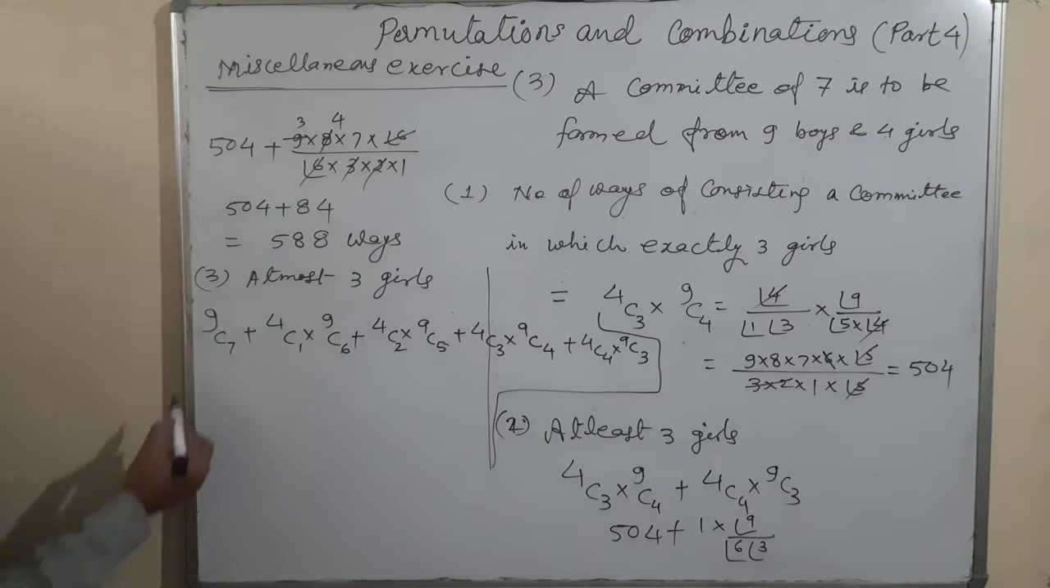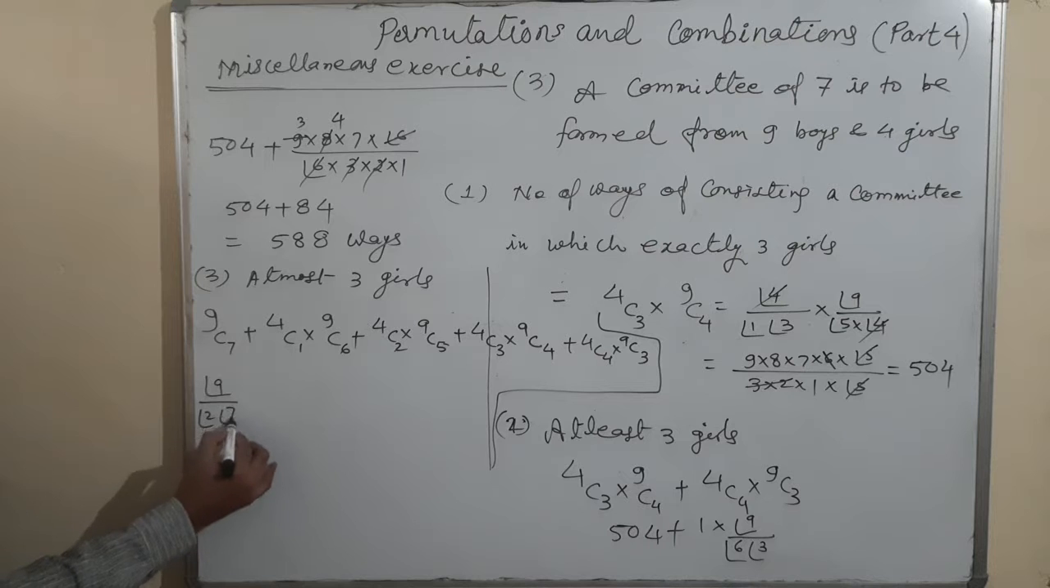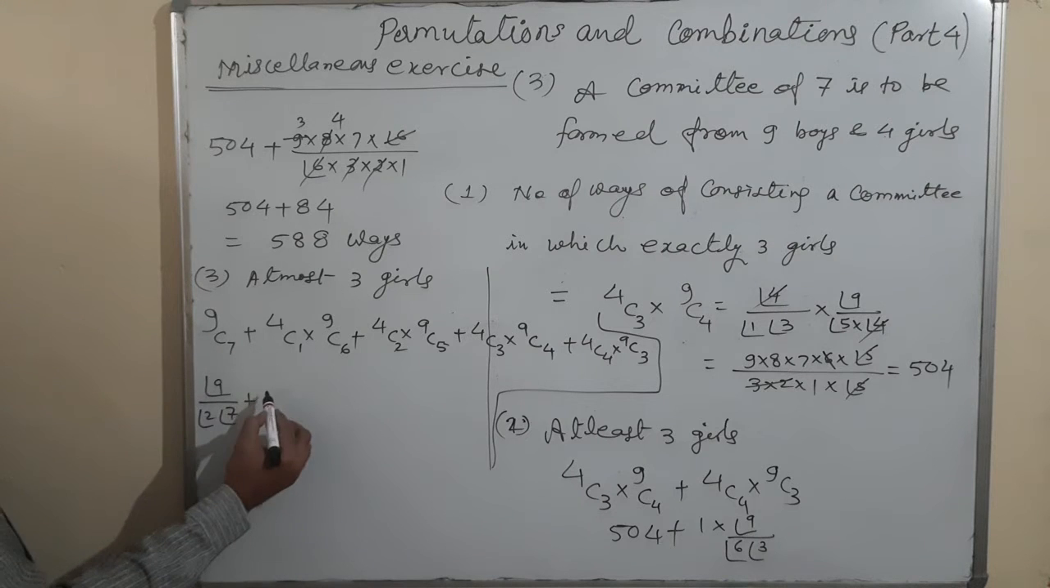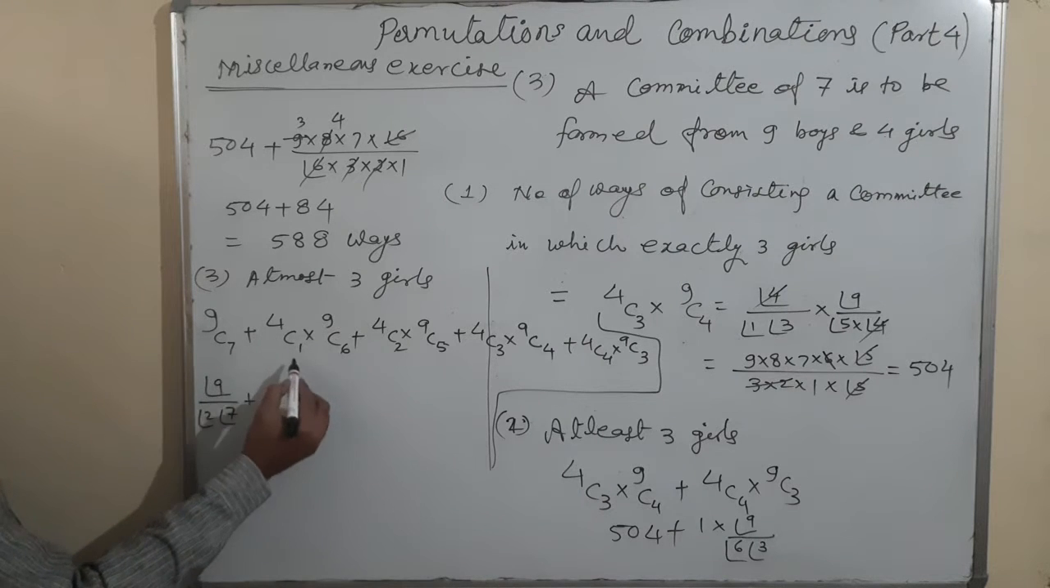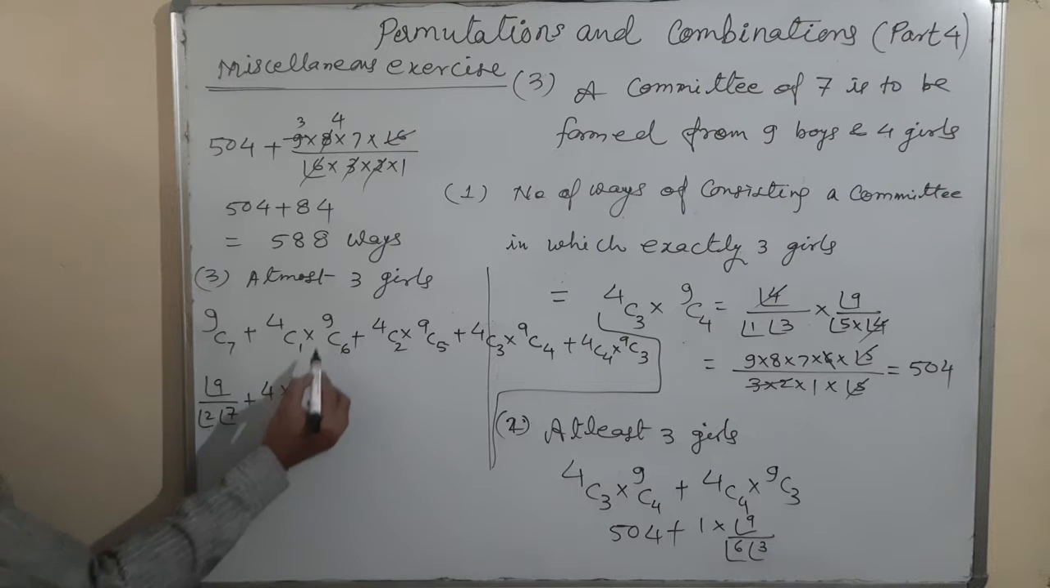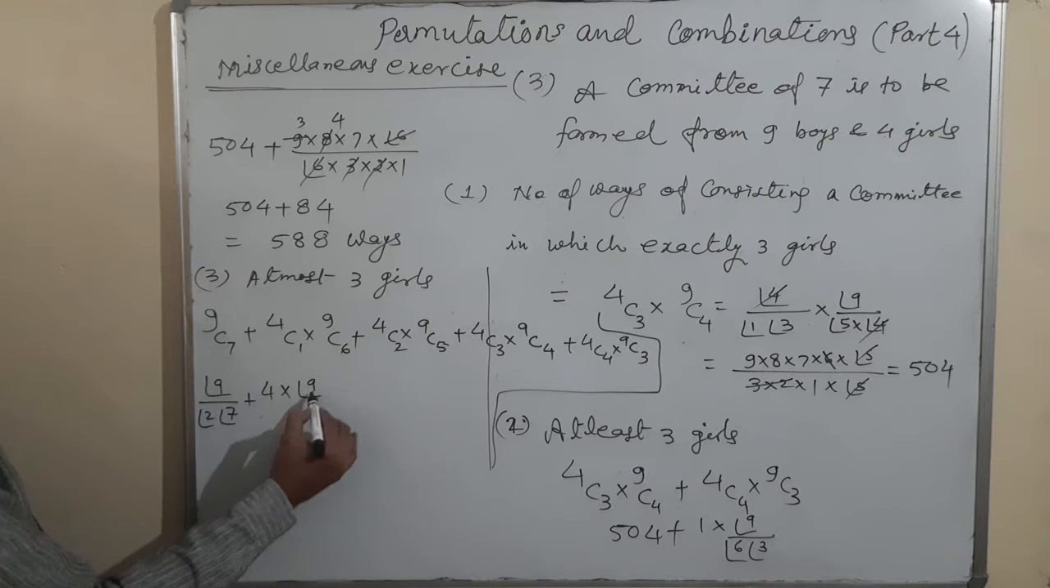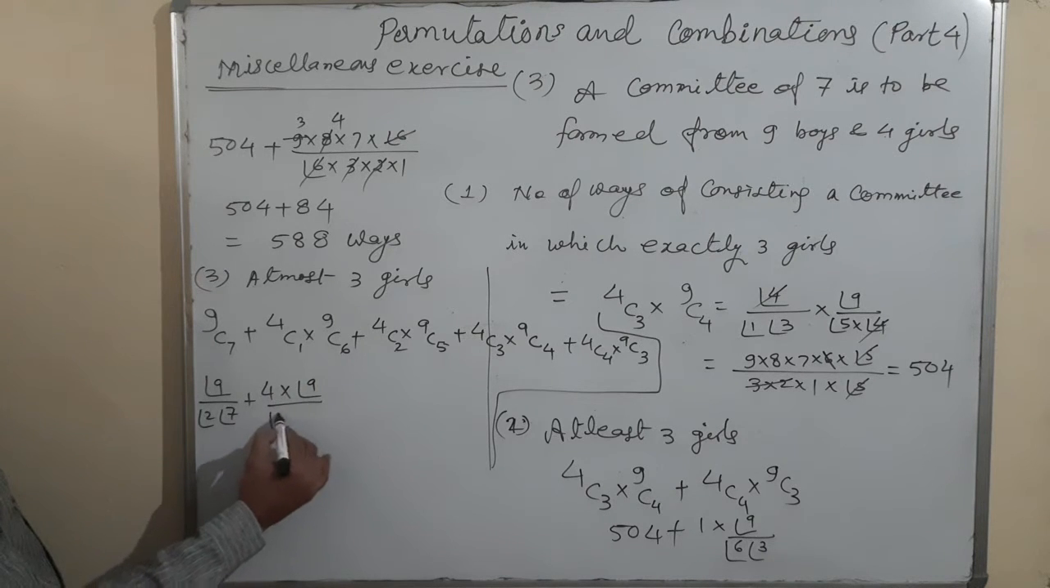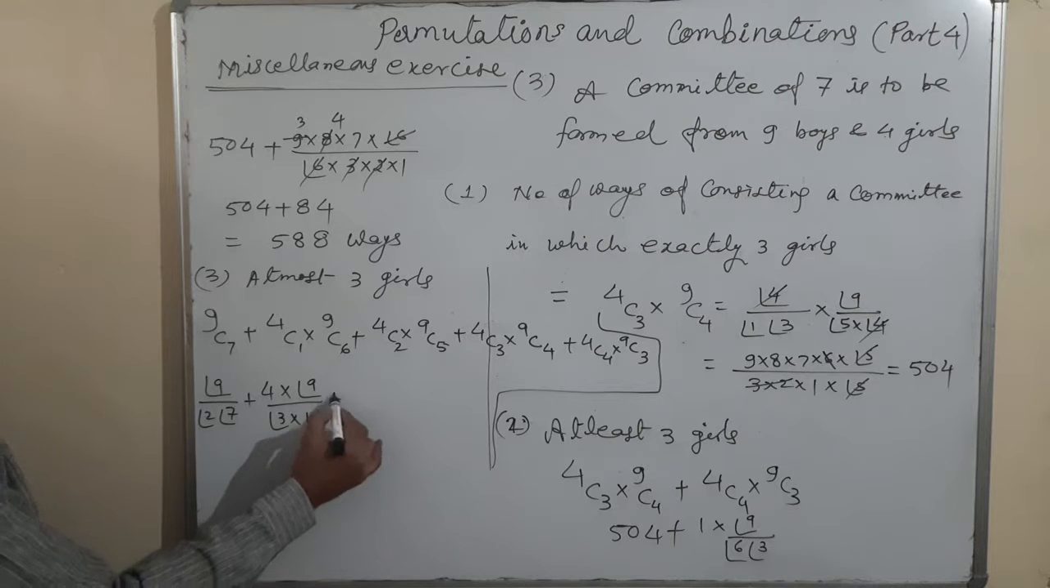Now let us solve this. 9C7 is factorial 9 upon 9 minus 7, 2, and factorial 7, plus 4C1, factorial 4 upon 4 minus 1, 3 factorial, 1 factorial. So this is 3 factorial 4 upon 4 minus 3, 4 is the answer, multiplied by 9C6, factorial 9 upon 9 minus 6, 3, into factorial 6.